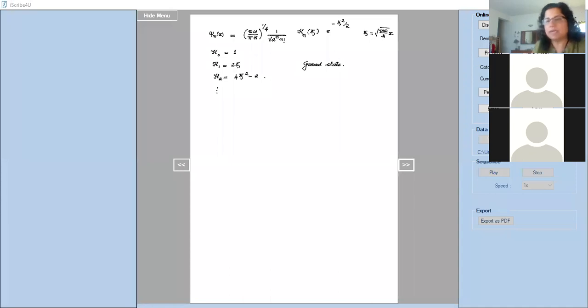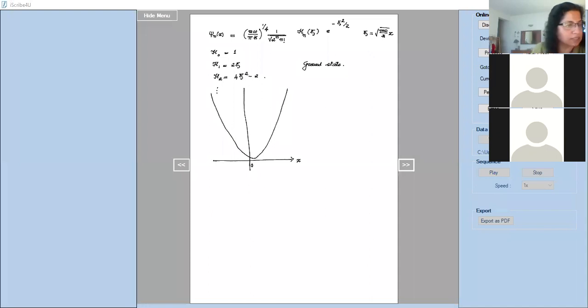Okay, so basically what is our situation? We have over here the center of the well, and this is of course our x-axis. The harmonic oscillator is supposed to be centered at x equal to 0. Then you have your potential, which is a parabolic potential, like half k x squared. So now the point is your energy levels.